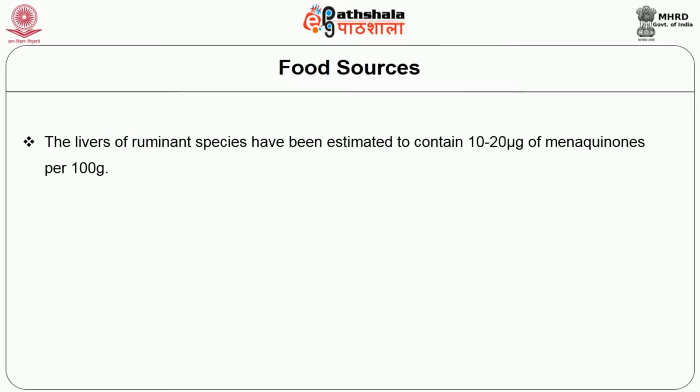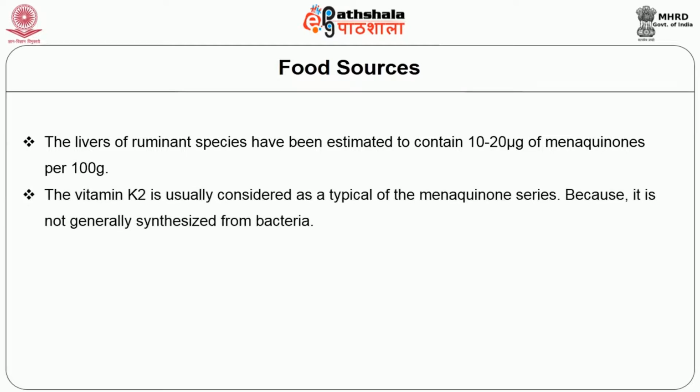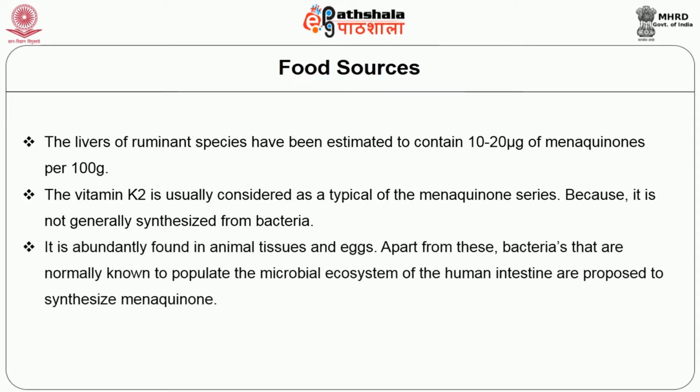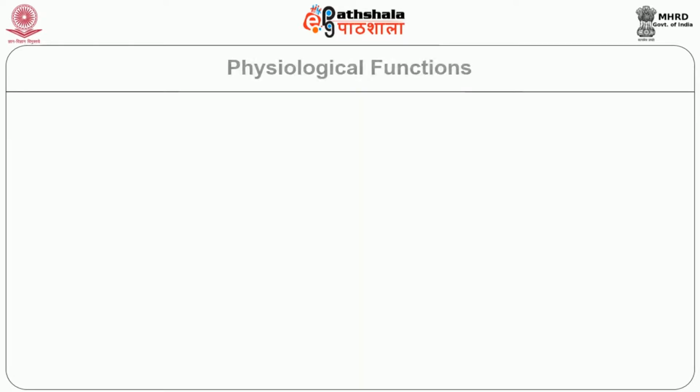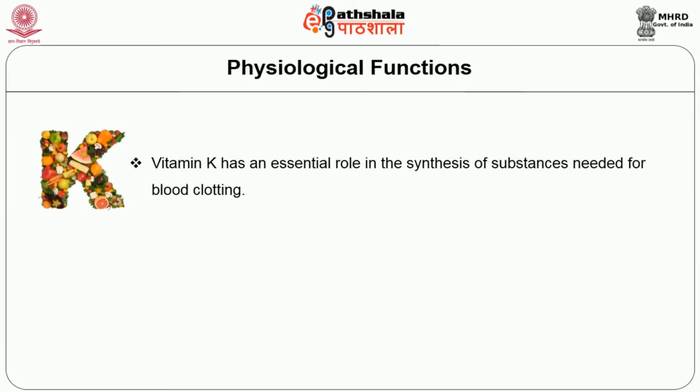The liver of ruminant species has been estimated to contain 10 to 20 micrograms of menaquinones per 100 gram. Vitamin K2 is usually considered typical of the menaquinone series, and it is abundantly found in animal tissues and eggs. Apart from these, bacteria that normally populate the microbial ecosystem of the human intestine are proposed to synthesize menaquinones. After knowing the sources of vitamin K, next let us look into the physiological functions of vitamin K.